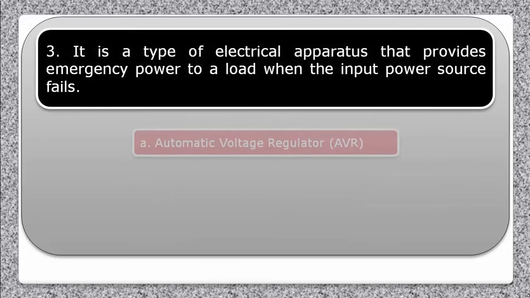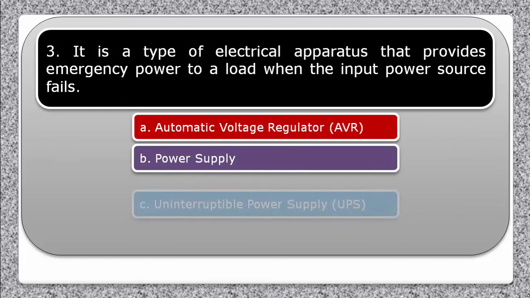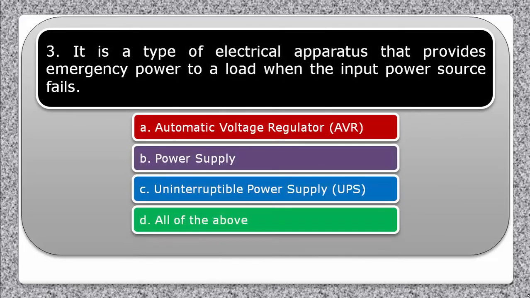Number 3. It is a type of electrical apparatus that provides emergency power to a load when the input power source fails. Letter A, automatic voltage regulator. Letter B, power supply. Letter C, uninterruptible power supply. Letter D, all of the above.